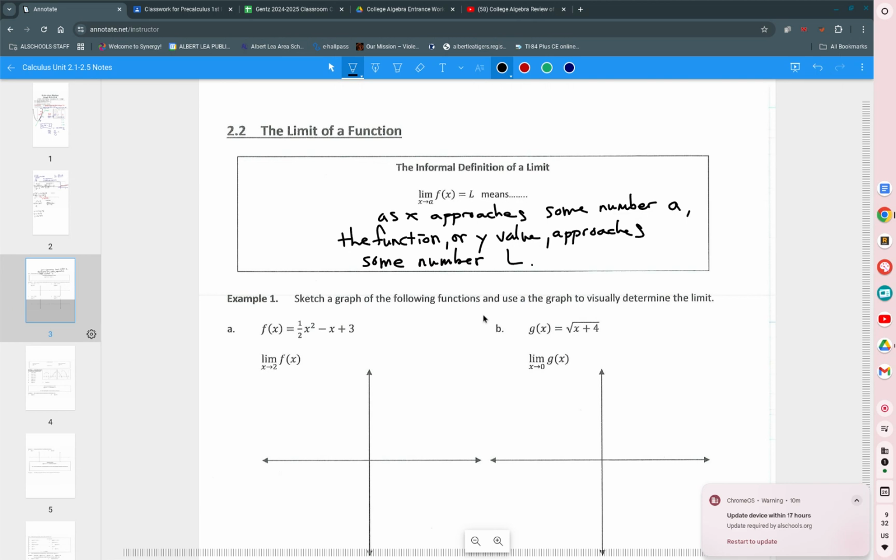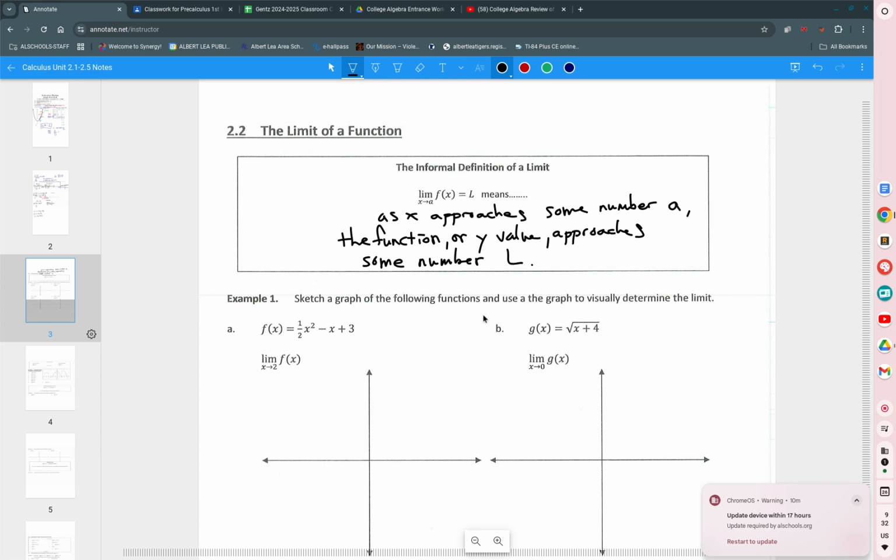Okay, so there's two approaches. As x approaches something, y approaches something. It's the y value that we're approaching that we're really looking at and talking about, okay? So we're going to look at a few examples here so we can see exactly what's going on. And the first one is the limit as x approaches 2 of the function.